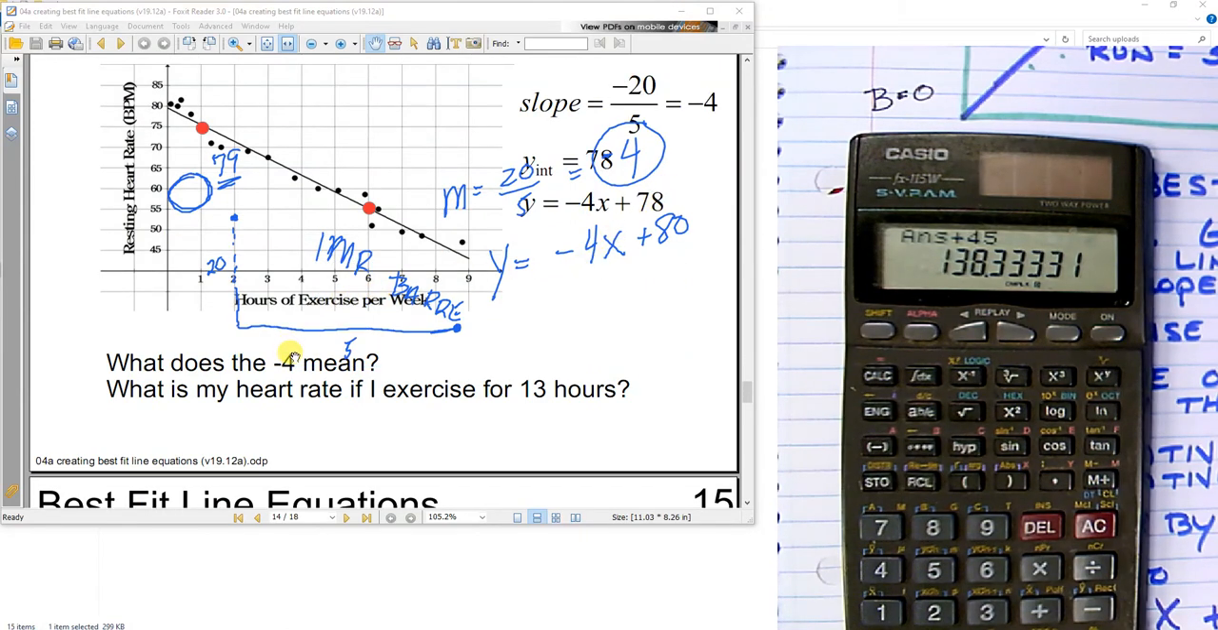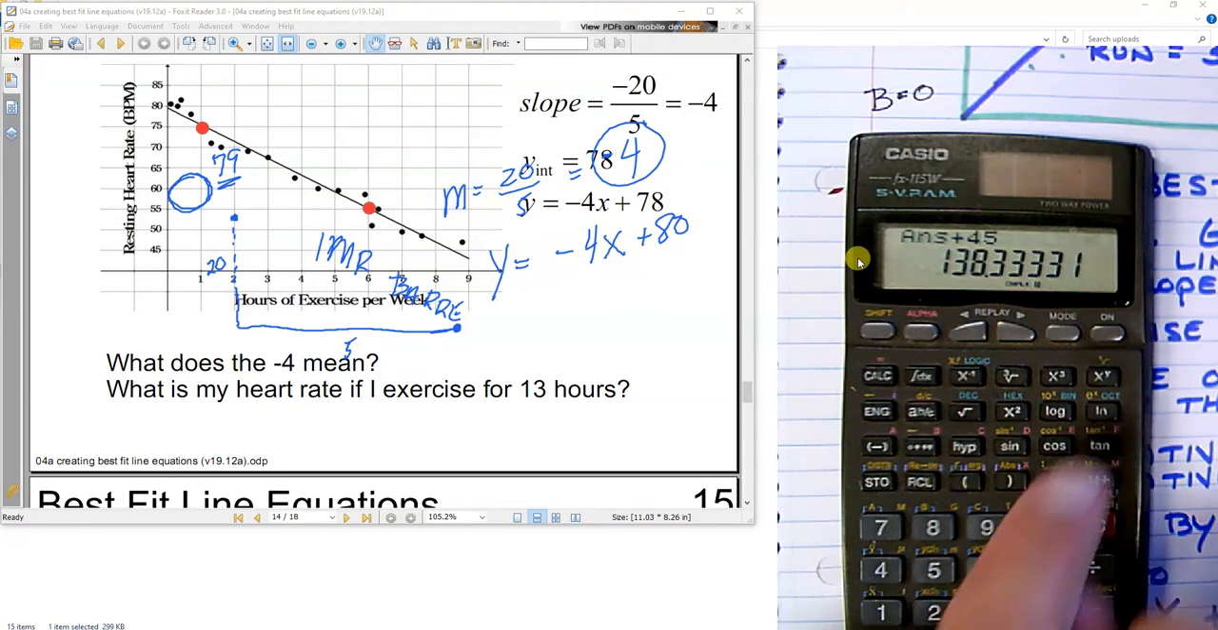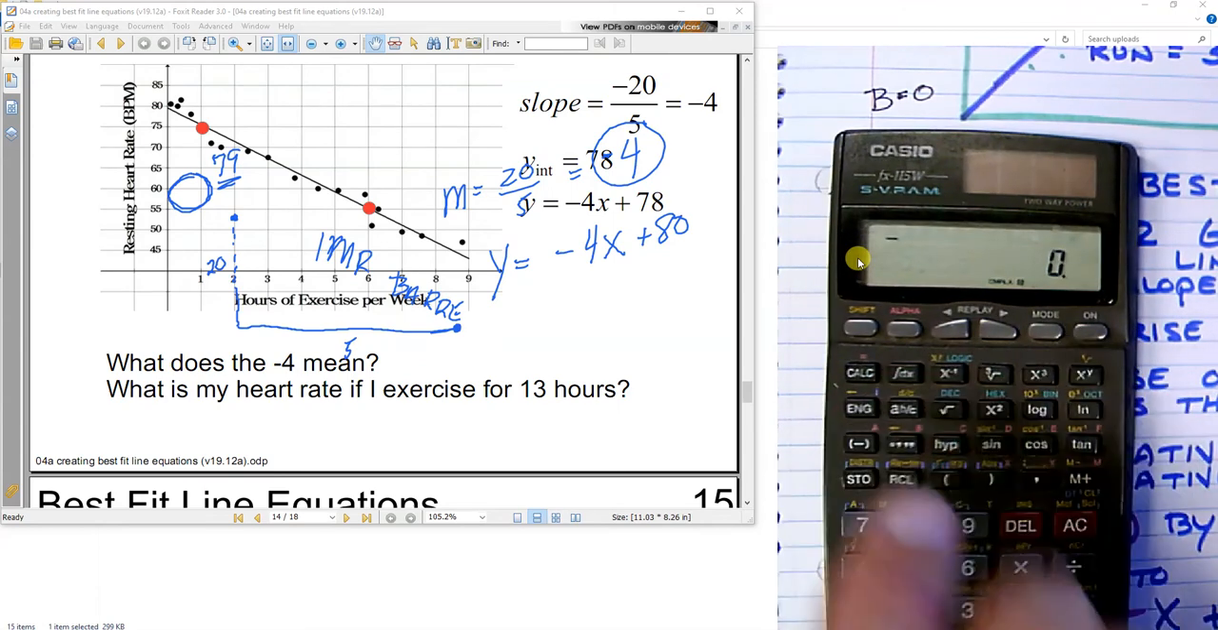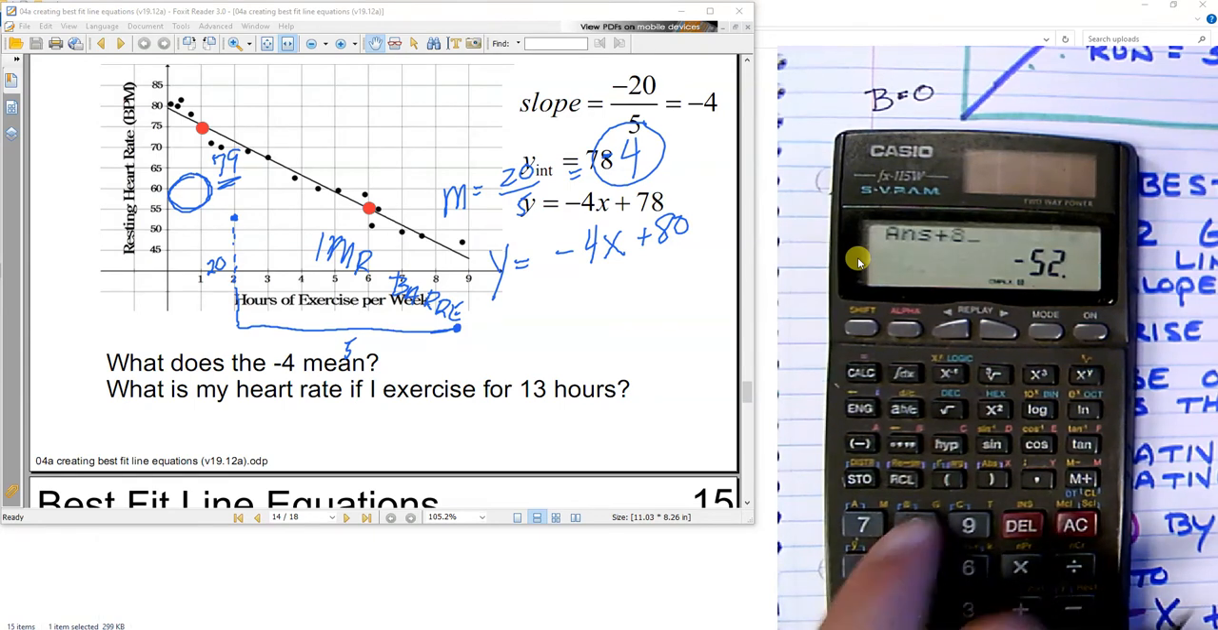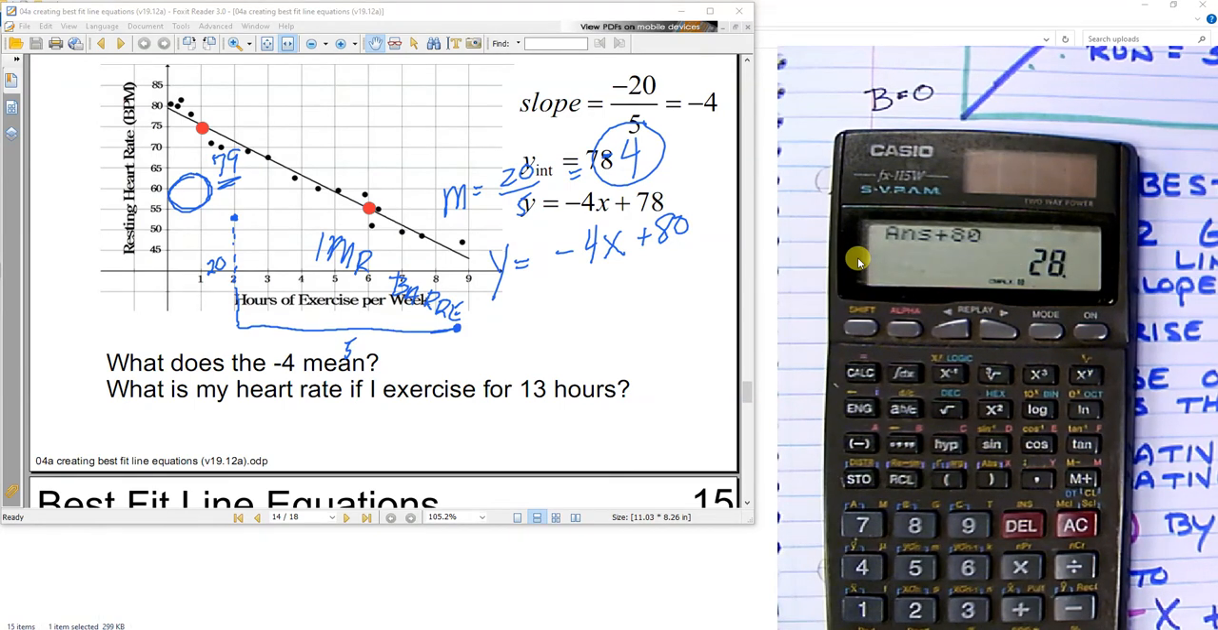What does the negative 4 mean? That means that for every 1 hour of exercise, my heart rate goes down by 4 beats. So let's plug a 13 into this. You can see my calculator. I'm going to go negative 4 times 13 hours plus the 80. So my resting heart rate would be 28. Now that really doesn't make sense because that's super slow. That's like an elephant's heart rate. But hopefully you're understanding the idea.